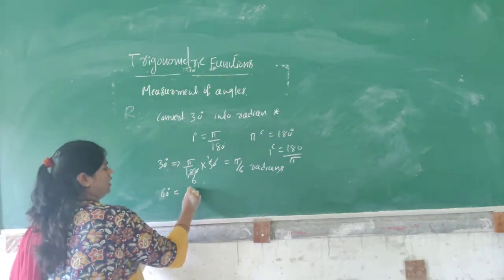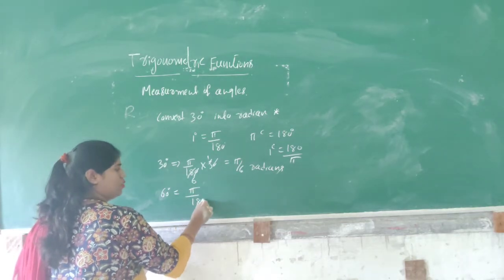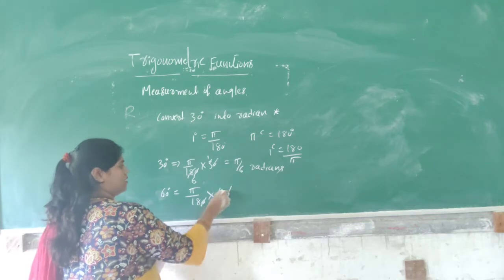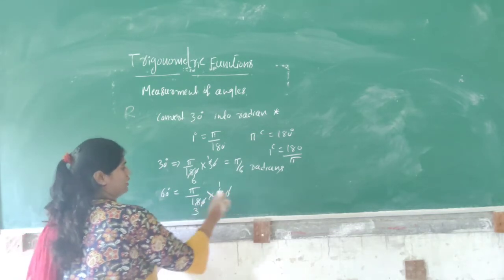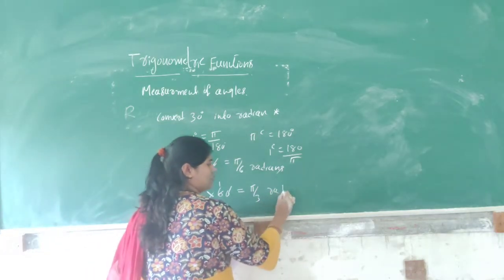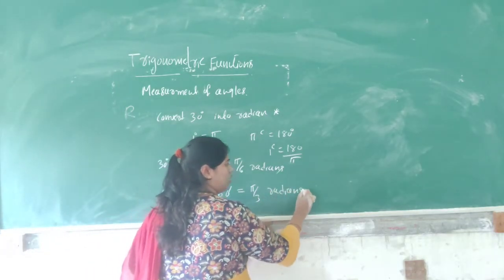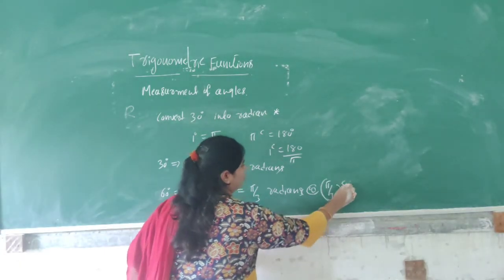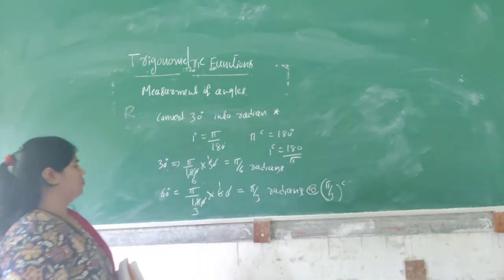What is 60 degree? Pi divided by 180 into 60. 0, 0 will get cancelled. 6 ones are 6, 3 sixes are, which is equals to pi by 3 radians. We can write like this also, pi by 3 c also, okay? Both are same.